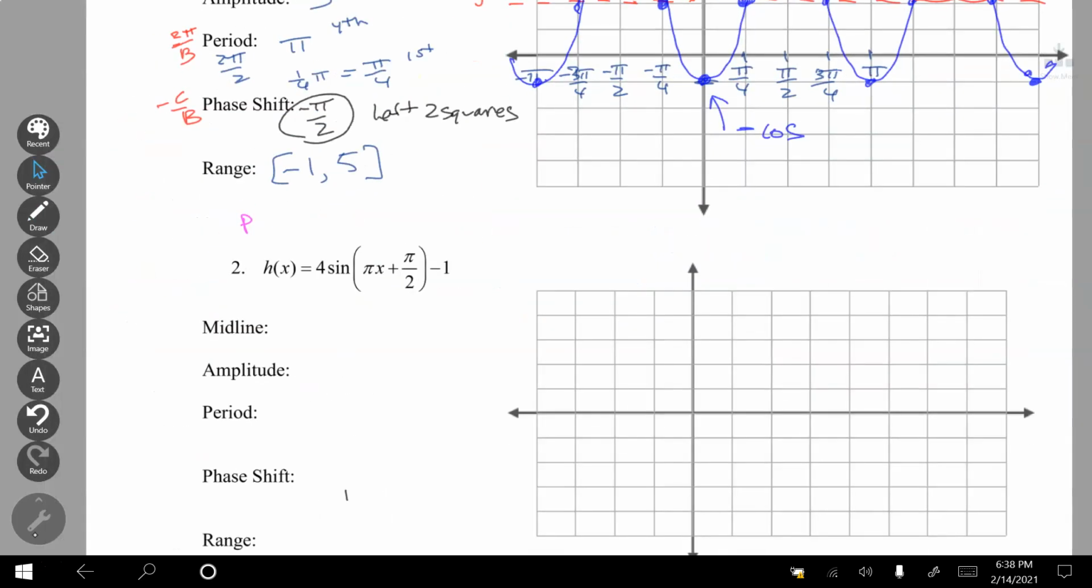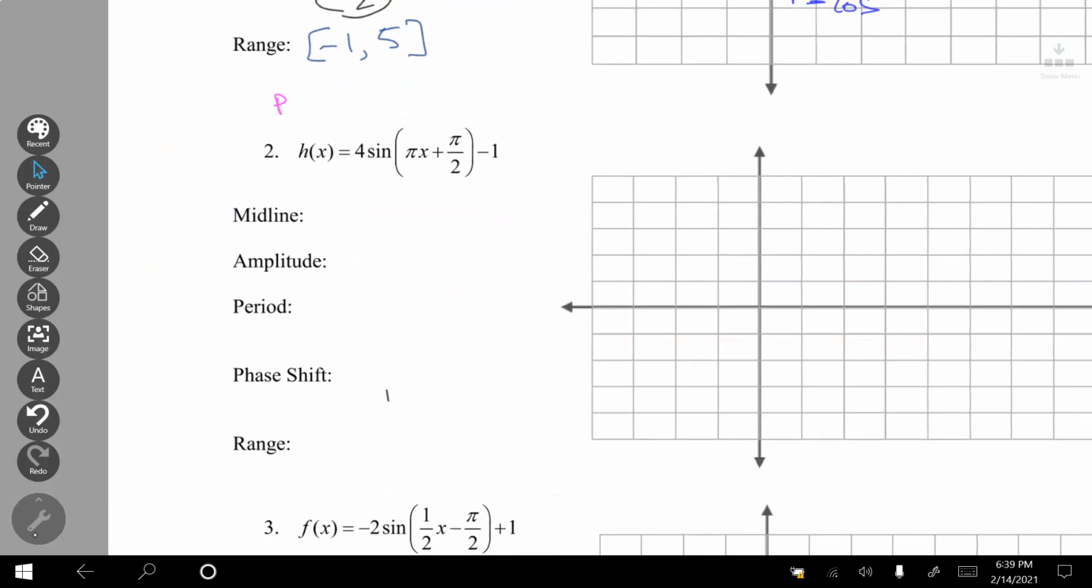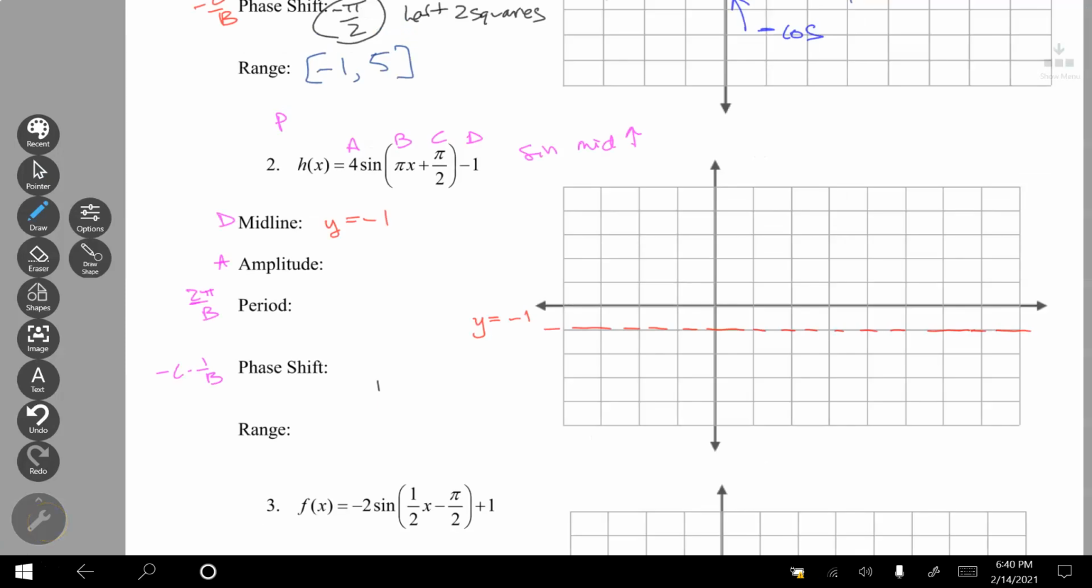Okay, the next example, I have the letters A, B, C, and D. My D value is -1. I did the midline at -1. My amplitude is 4. I'm going to go up 4 to here, down 4 to here. It's a sine graph that starts at the midline, so the first dot should be right here on the midline, and go up from there. Since I already have my min and max value, I know the range is from -5 to 3. My period is equal to 2 pi over b, or 2 pi over pi, which is just equal to 2.